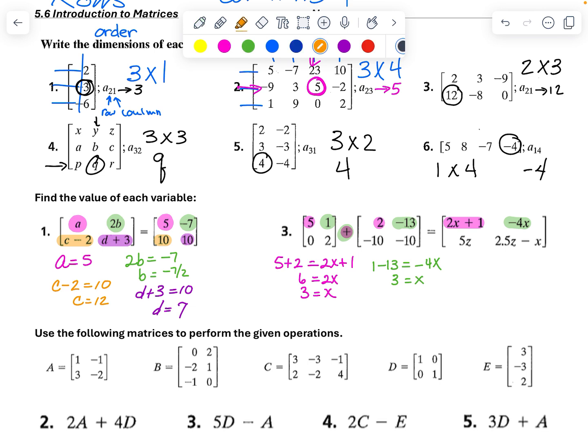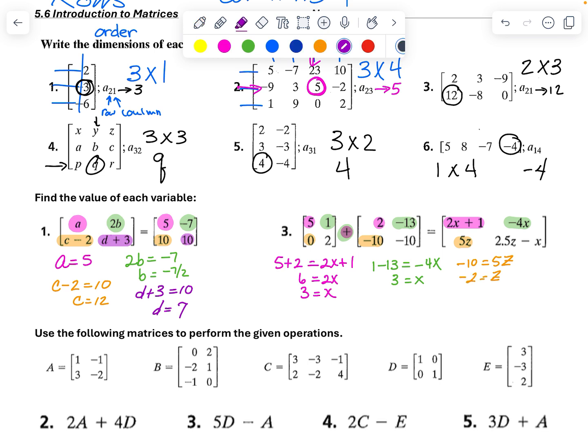Next, 0 minus 10 is 5z. So -10 is 5z. So z is -2.